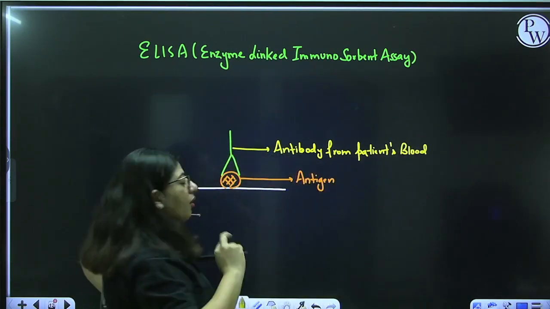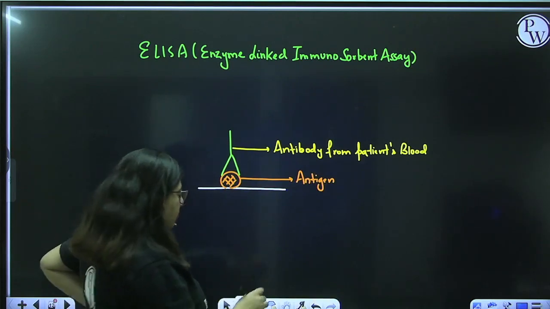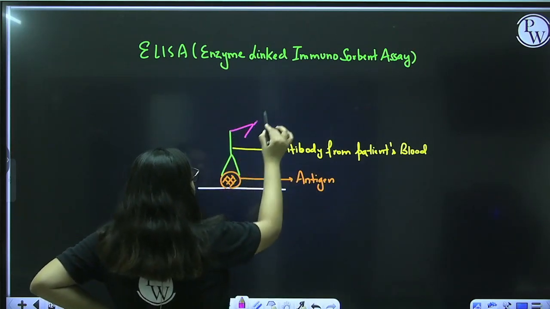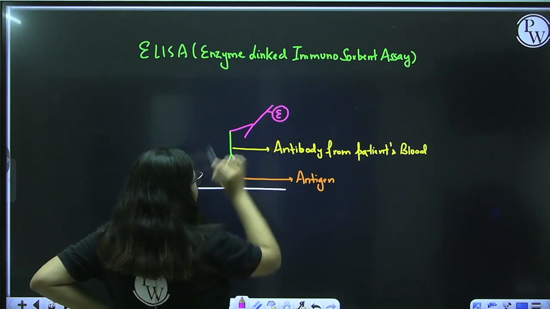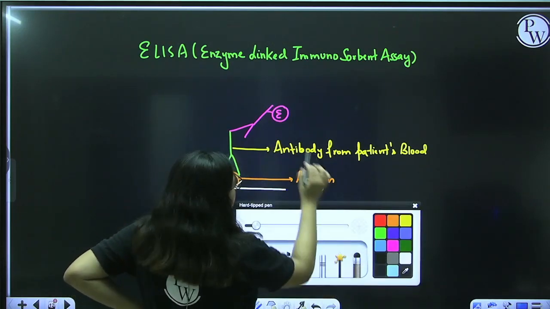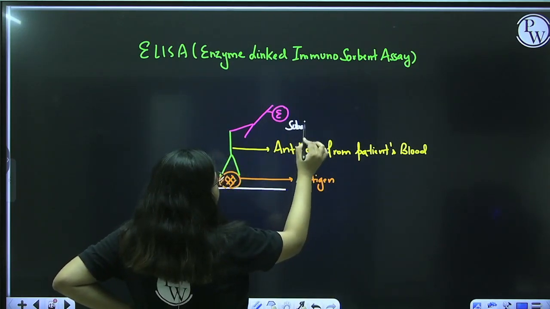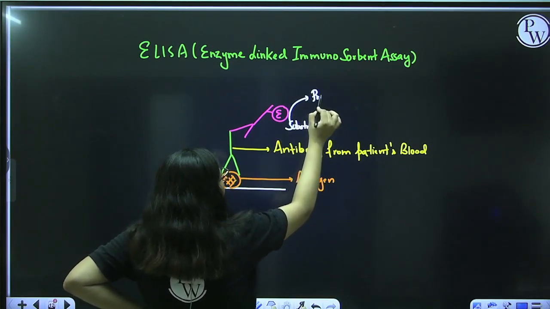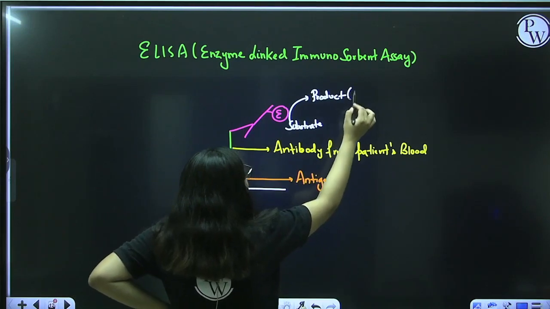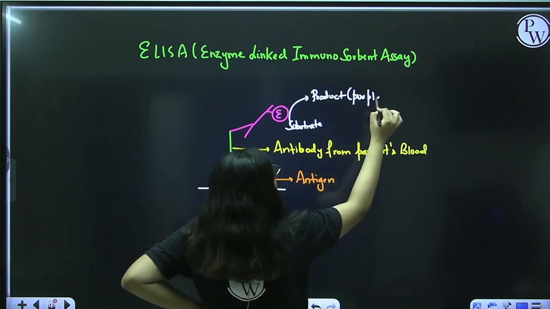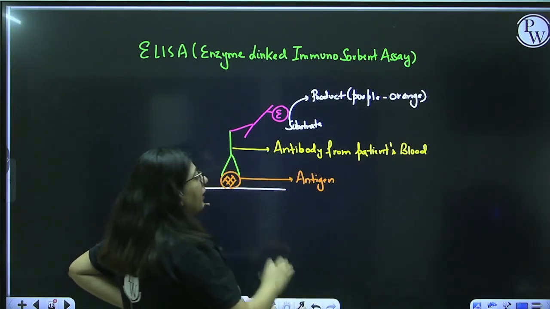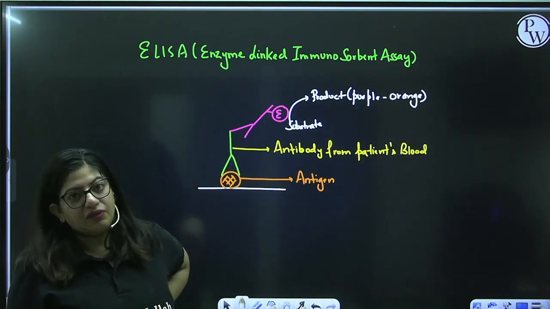Okay, now we have made one more antibody against the antibody of the patient. This antibody is linked with an enzyme. So when you add a substrate which does not have any color, it will meet with this enzyme and get converted into a product, and the color of the product will be purple orange. So if you find any purple orange color in this plate, that means the person is HIV positive.